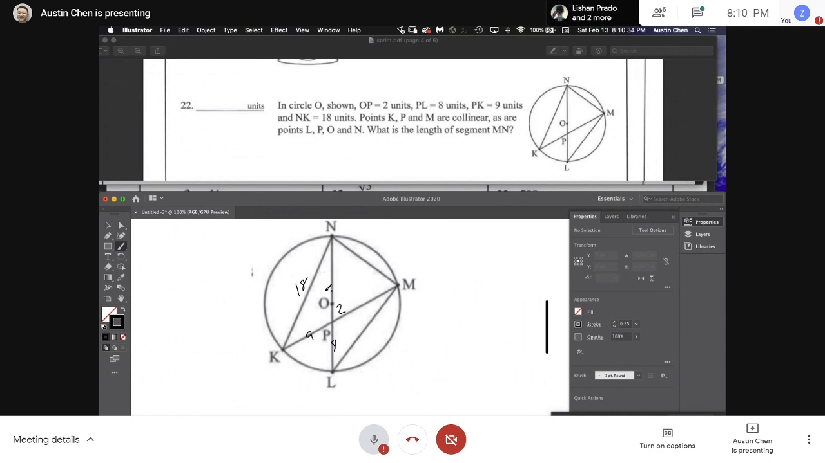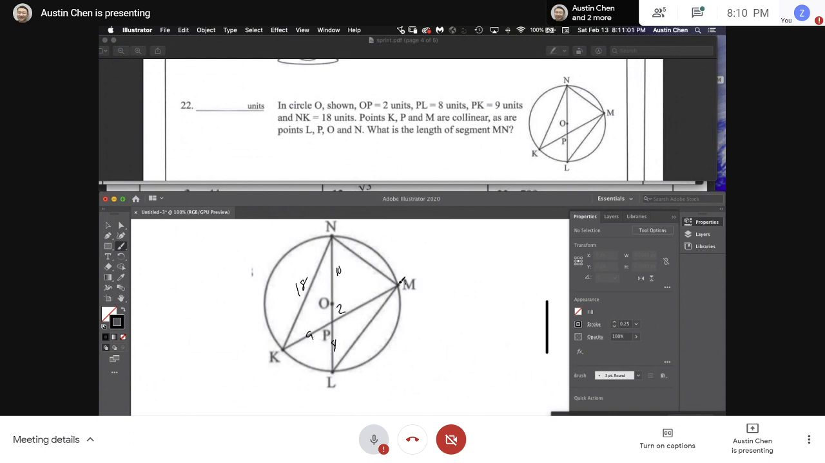One thing you can see is that the radius of our circle will have to be 10, right? Because OP is 2, PL is 8. That means the radius of our circle is 10. That means you can also label ON as 10. And then PN will be 12. Okay, so that's pretty useful. Think of what else you could do.